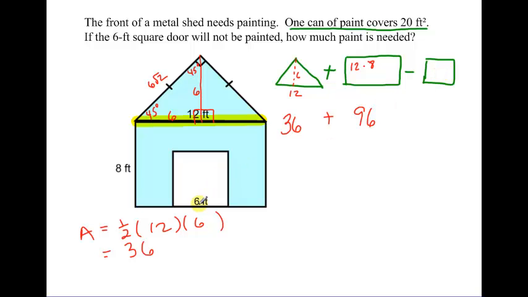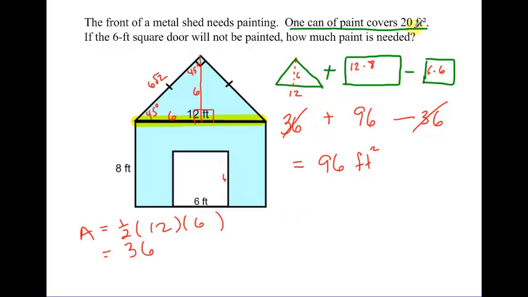And then on my square, remember it is a square, so it's 6 by 6. So 6 by 6 on the square is going to give me 36 for the area I'm going to subtract out, not painting that door. All right, let's combine it up. Check it out, guys. I get to cancel these 36s. That's nice and easy. So we just have a 96 square foot area that we need to cover with paint.